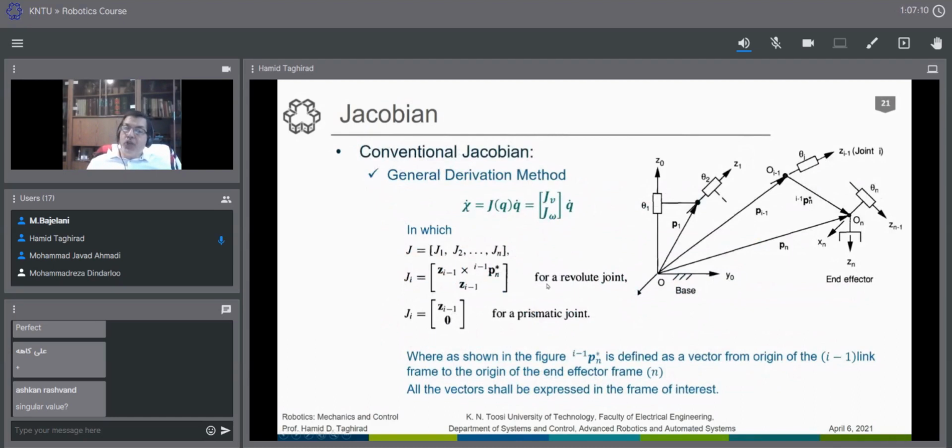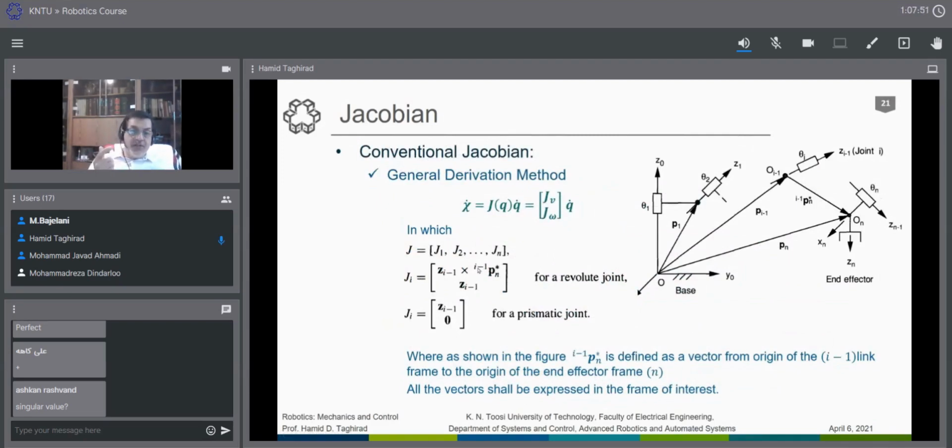But for a revolute joint, it is different. Again, for the revolute joint, we know that the angular velocity is about zi minus 1. So the last part is very simple, zi minus 1 for this. But the first part, for the linear velocity, would be a cross product of a length with the angular velocity, and we call it zi minus 1 times Pn star i minus 1. This is a notation that has been used. It would be a vector.